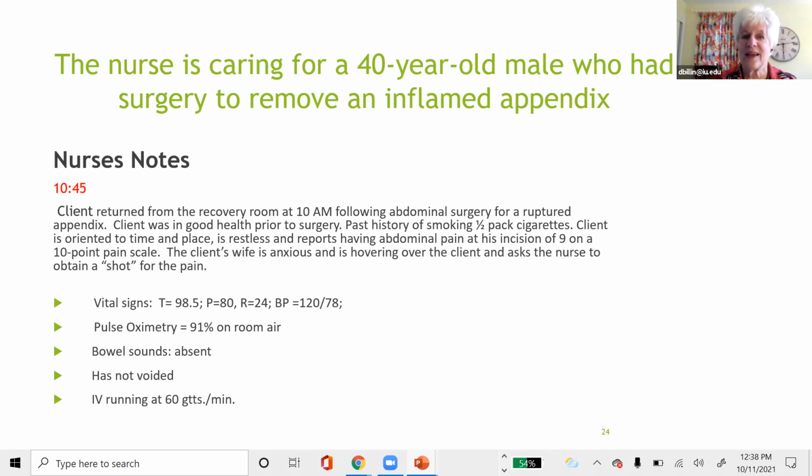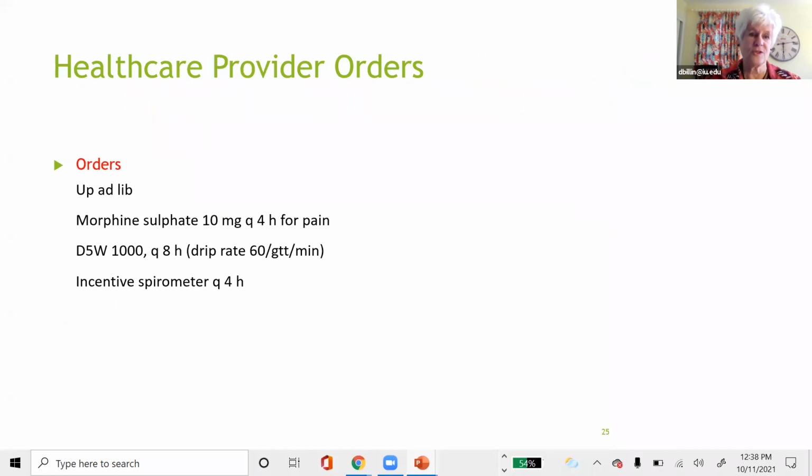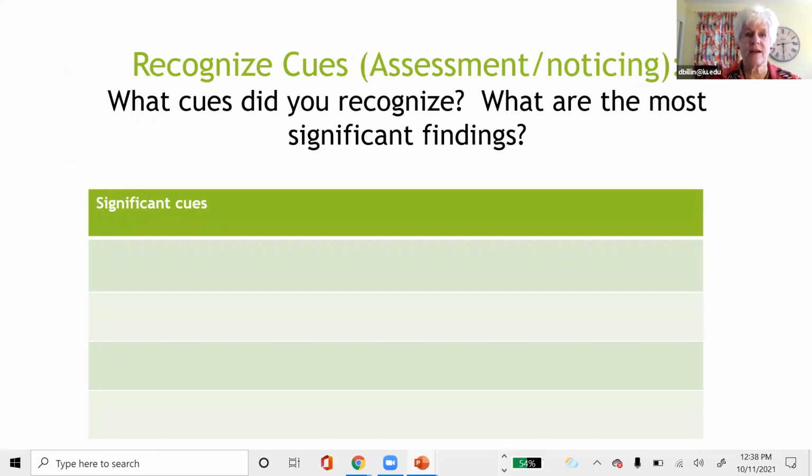And as you're looking at it, you're doing some interpreting. I'm going to move to the next slide so you know what you're going to do with this information. Also you need to know that the patient can be up ad lib and he can have some morphine, and his IV is running at 60 drops a minute, and he can have an incentive spirometer every 4 hours. So take all that information.